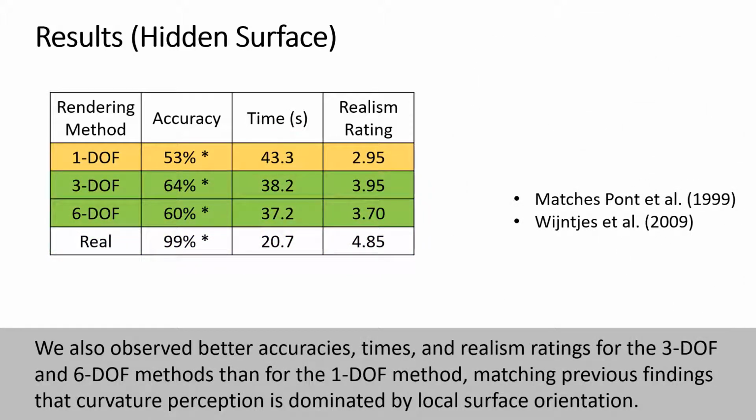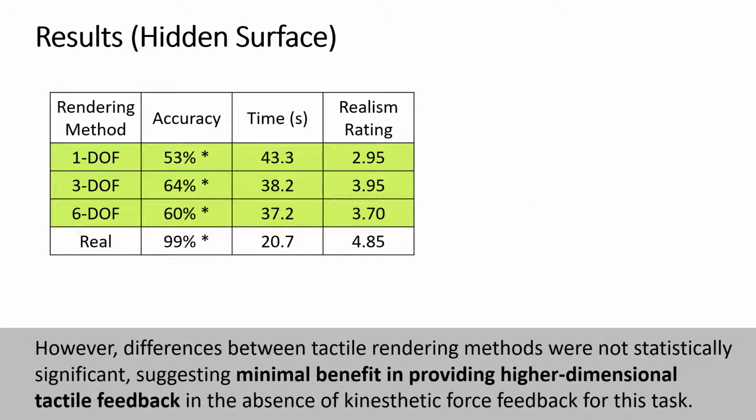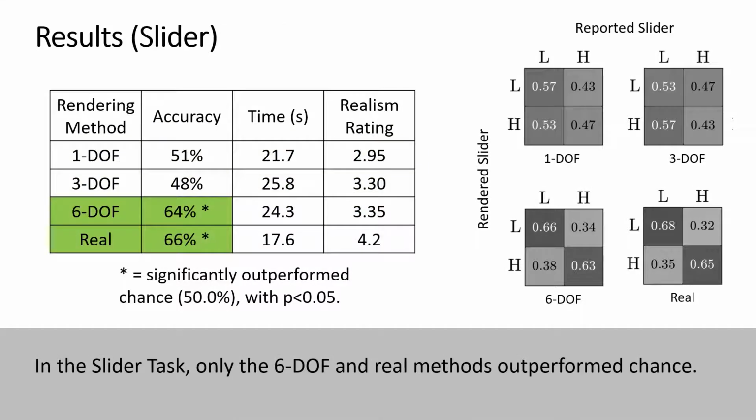We also observed better accuracies, times, and realism ratings for the 3-DoF and 6-DoF methods than for the 1-DoF method, matching previous findings that curvature perception is dominated by local surface orientation. However, differences between tactile rendering methods were not statistically significant, suggesting minimal benefit in providing higher dimensional tactile feedback in the absence of kinesthetic force feedback for this task. In the slider task, only the 6-DoF and real methods outperformed chance.